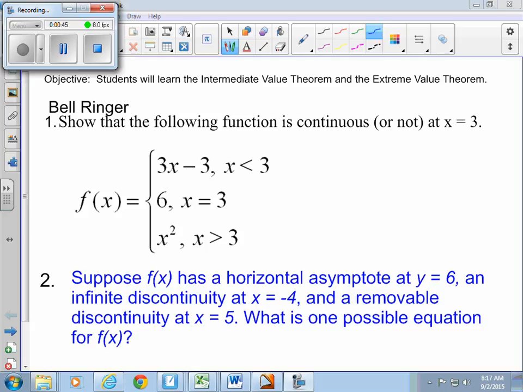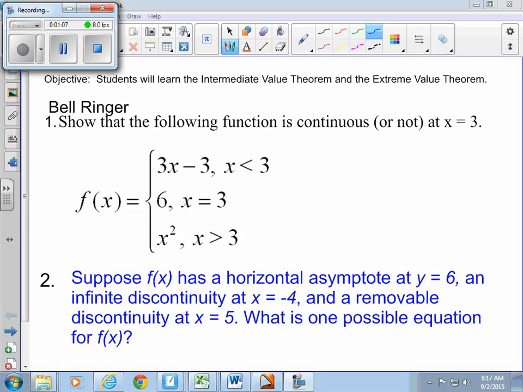What do I get? 6. That's good because it's the same as the middle one. That's the same as the function value. What do I get if I put 3 in the bottom? What's that? Not continuous. Which condition does it fail? It only has to fail one to not be continuous, but I do need to show that.